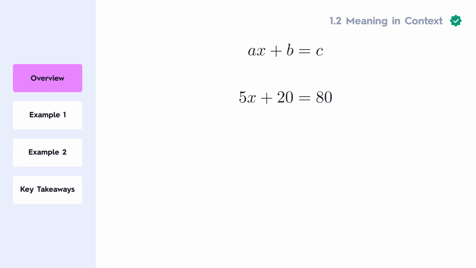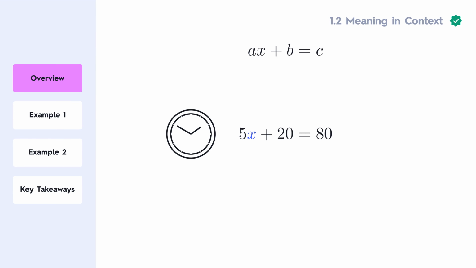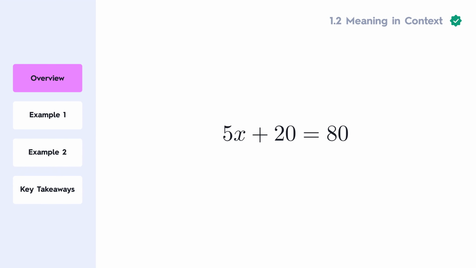In the equation 5x plus 20 is equal to 80, the variable x might represent something like the number of hours worked, while the constants represent fixed amounts, such as hourly wages or additional costs. In this case, the 5 could represent $5 per hour, the 20 could represent a one-time fee, and the 80 could represent the total amount earned or owed.